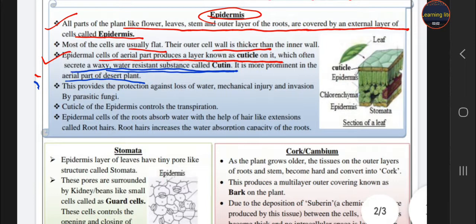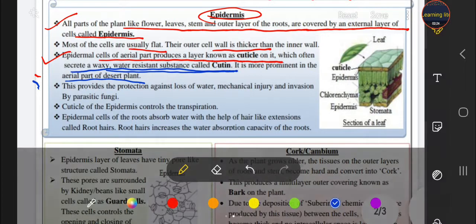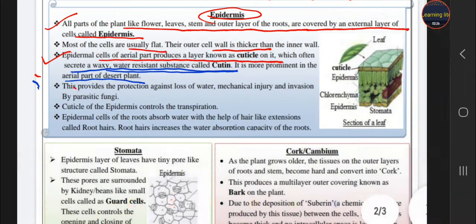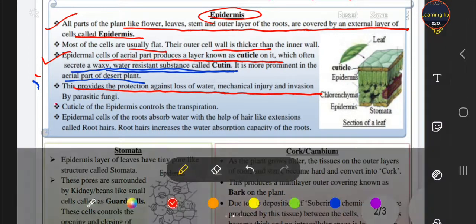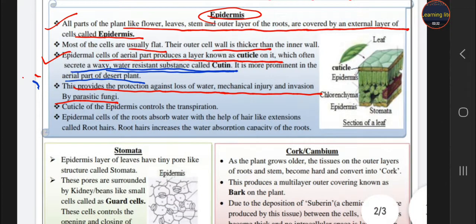Why is it very waxy and very sticky? Because it is covered by the cutin, and this cutin is very waxy. It helps the leaf to prevent the loss of water. So students, in the desert plant, the water loss is controlled by the cutin layer. Next, what is the function? It provides protection against loss of water, mechanical injury, invasion by parasite fungi.